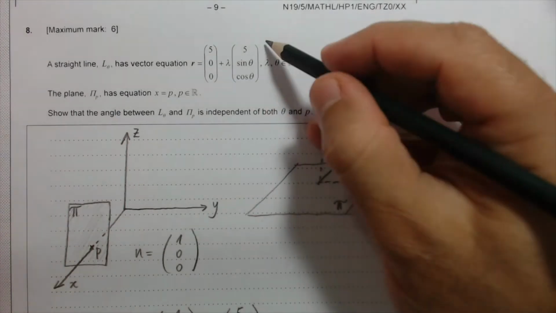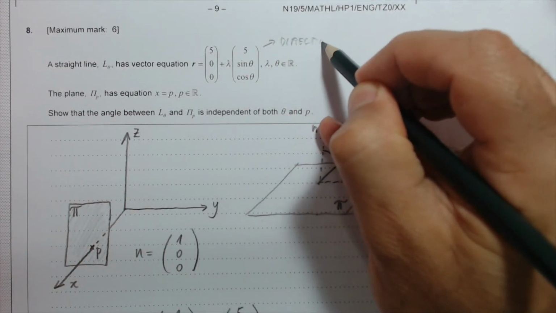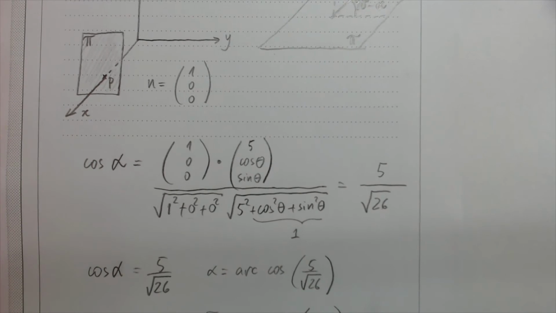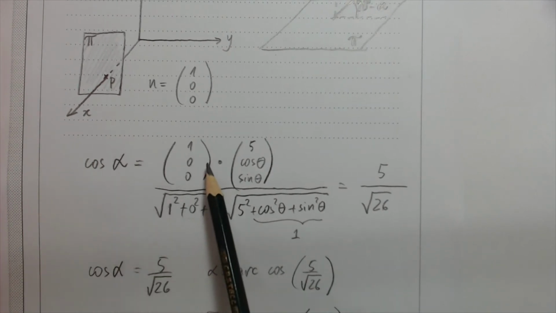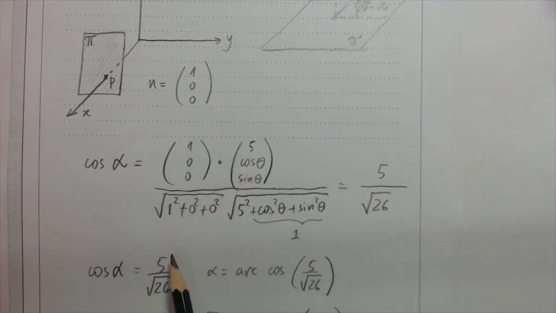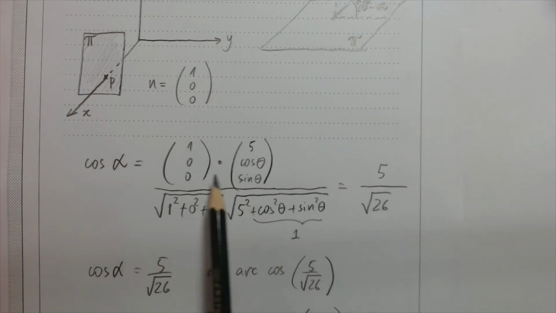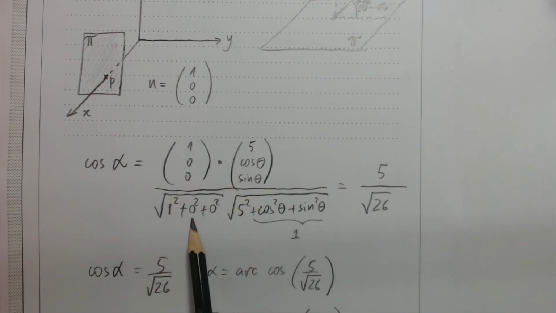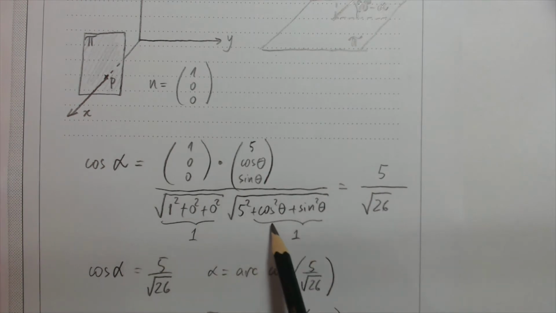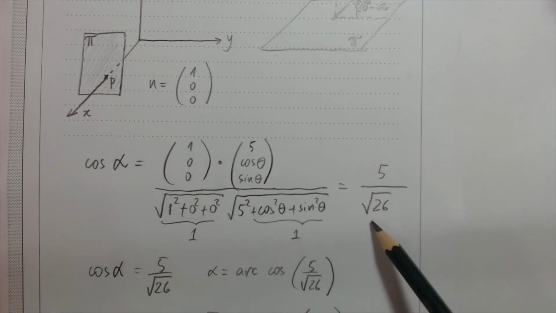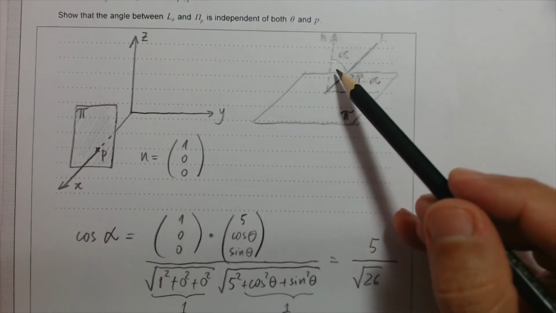Okay, so this is the direction vector of the line, in terms of theta. Then we find the angle using the formula for the angle between two vectors: the scalar product of the two vectors over the magnitudes of the two vectors. The scalar product: 1 times 5 gives 5, plus 0 plus 0. The magnitude of the first is 1, and for the other, cos squared plus sine squared is also equal to 1, added to 25 becomes 26. So cos alpha is 5 over square root 26.